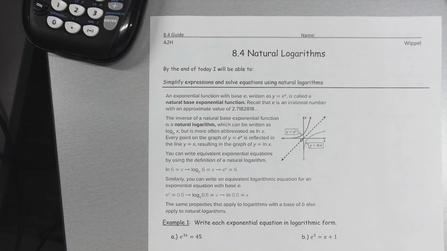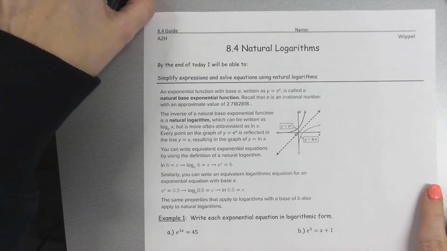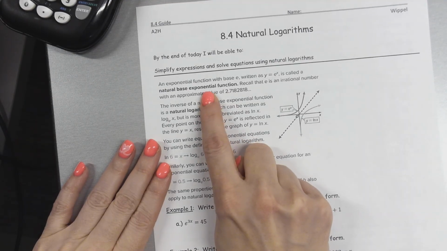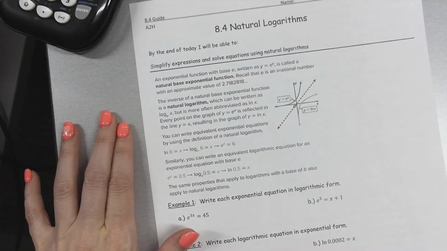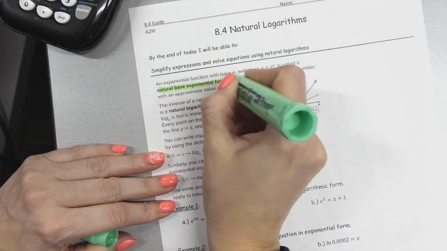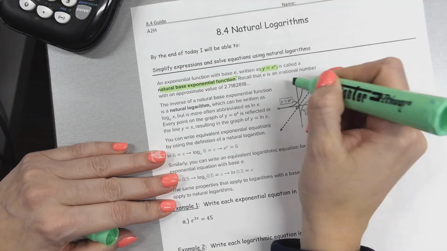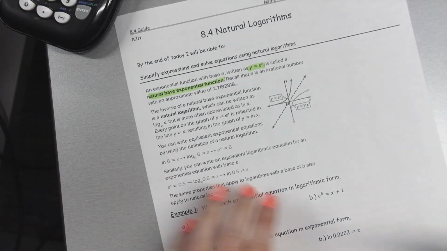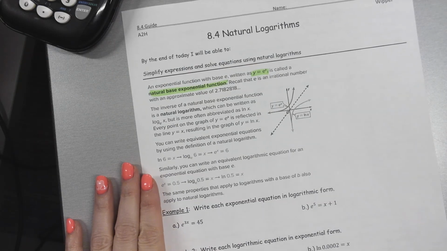Okay, so today we're talking about natural logarithms, and we've been working with logs all this week. When you are working with exponential functions, some of this was review, so this might have been something that you highlighted. When you have this natural base function, y equals e to the x, that's the irrational number with an approximate value of 2.718.